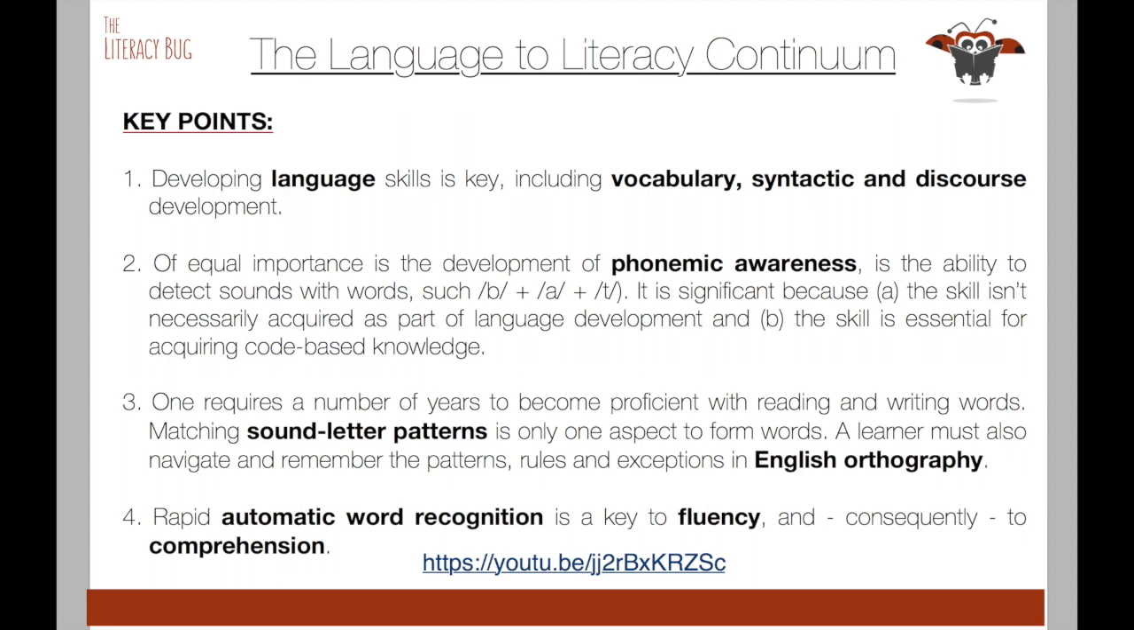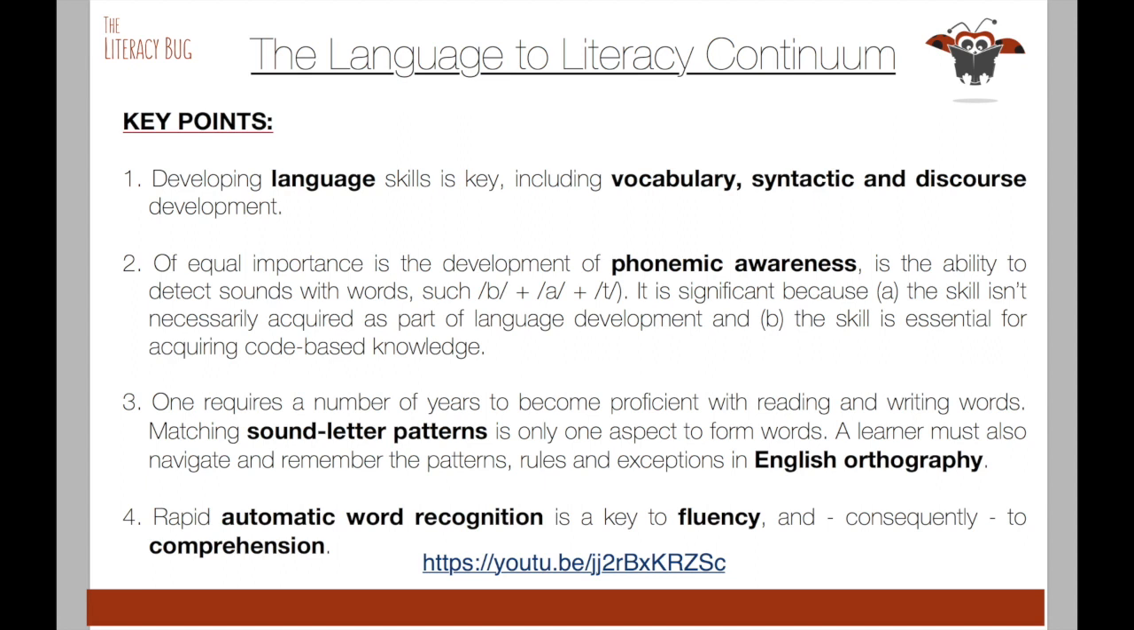Now, matching sounds, as we said before, to letters or sound letter patterns is only one aspect to form words. A learner in English must also navigate and remember the patterns and rules and exceptions in English orthography. Because English is considered what we call opaque orthography. There's lots of rules and exceptions. There's lots of different forms, different ways to represent a single sound.